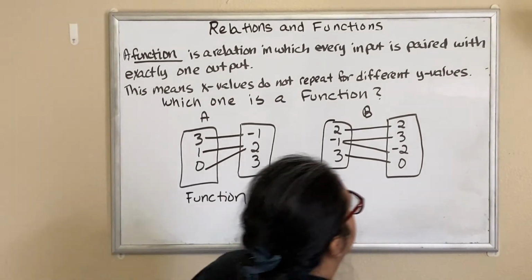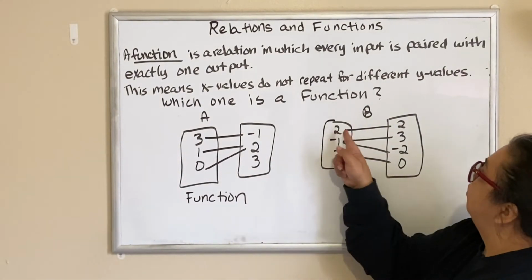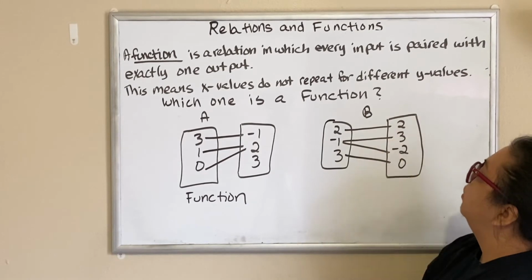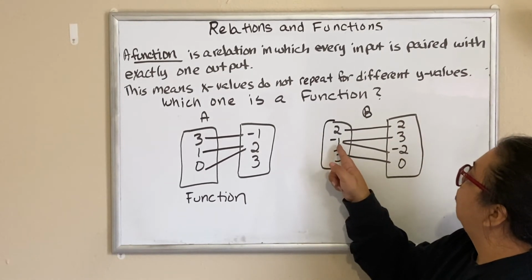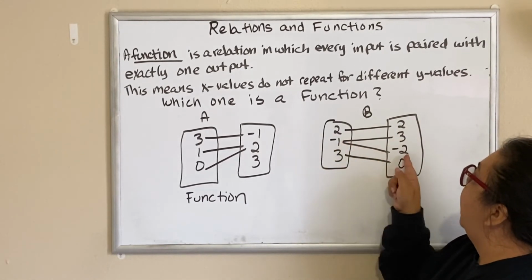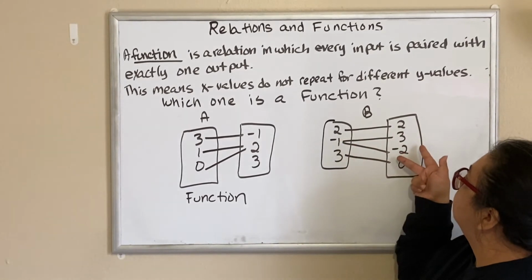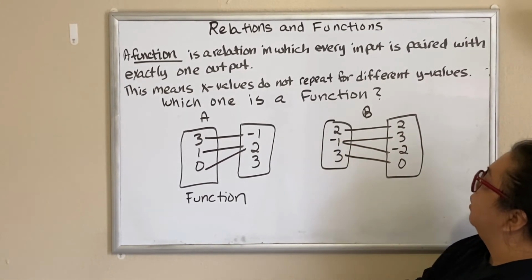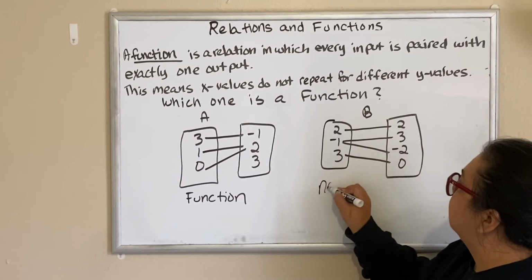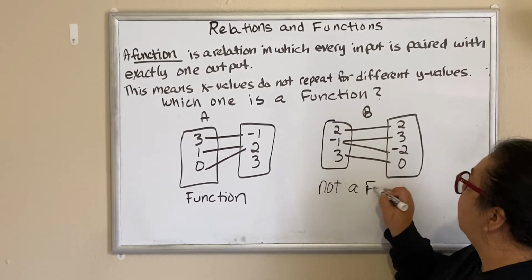So now over here, 2 maps to 2. That's 1 output. That's okay. But negative 1 maps to 3 and negative 2. It has 2 different outputs. So this is not a function.